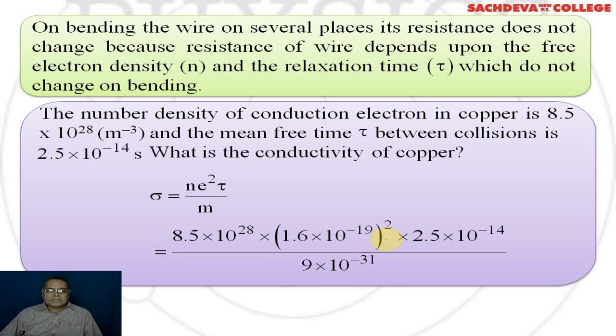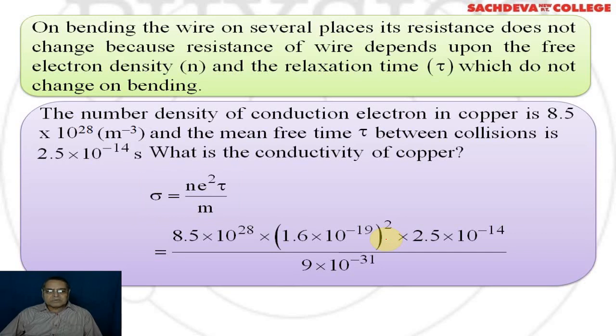The number density of conduction electrons in copper is 8.5 × 10^28 per meter cube, and the mean free time tau between collisions is 2.5 × 10^-14 seconds. In this case, we have to estimate the conductivity of the copper wire. This is one of the applications of conductivity. The number density of conduction electrons and the mean free time are given to us. The formula for conductivity is ne²τ over m, and we substitute all the values given to us.